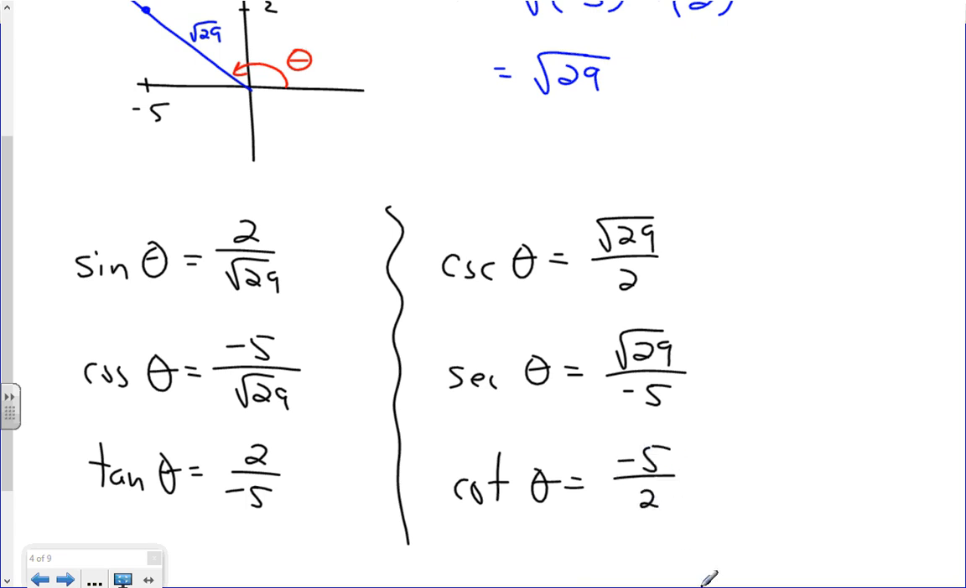And that right there are the values of all 6 of our trig functions if the terminal side of our angle goes to that point of -5, 2. All right, and that's the end of the first part here of section 5-4.